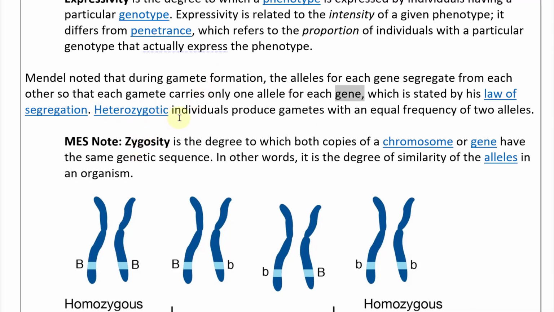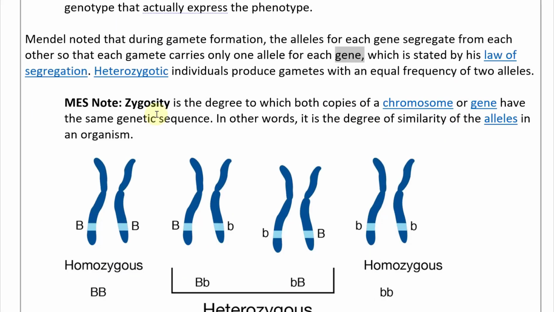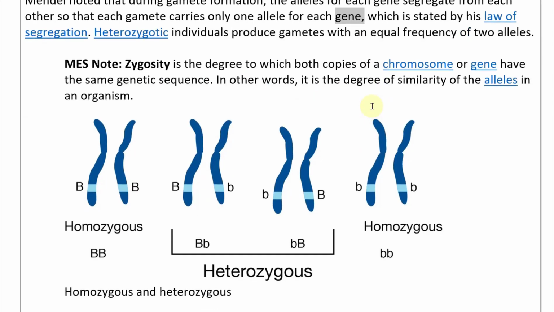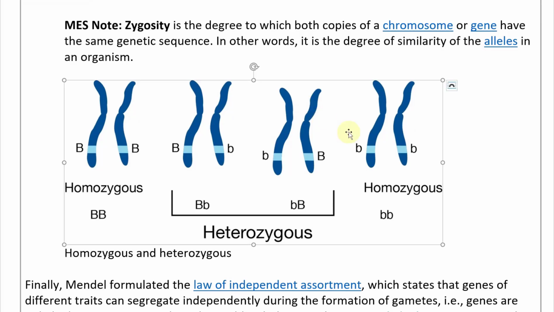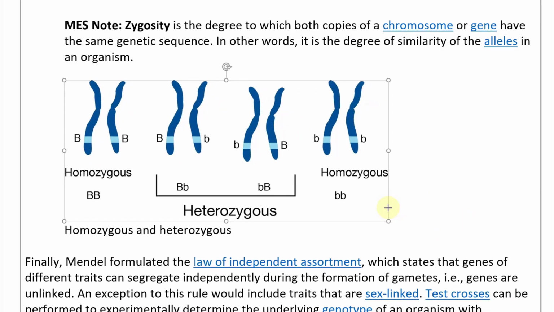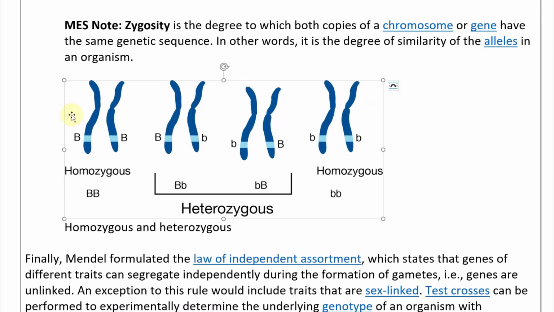So MES note, this is the next part here. Heterozygotic individuals produce gametes with an equal frequency of two alleles. And so MES note, zygosity is the degree to which both copies of a chromosome or gene have the same genetic sequence. In other words, it is the degree of similarity of the alleles in an organism. So, for example, right here, if you have this pair of chromosomes right here, and these both copies.